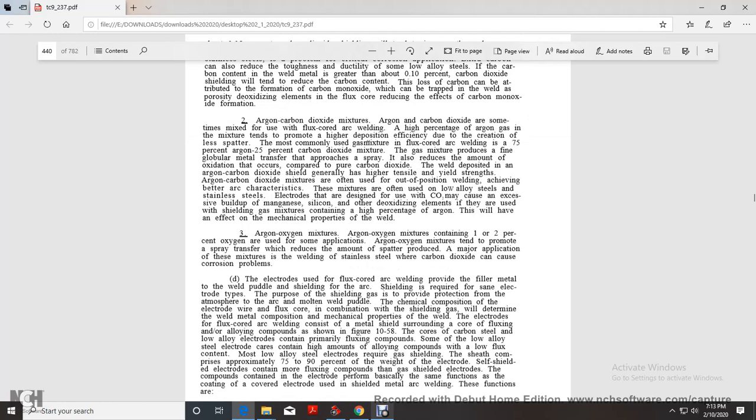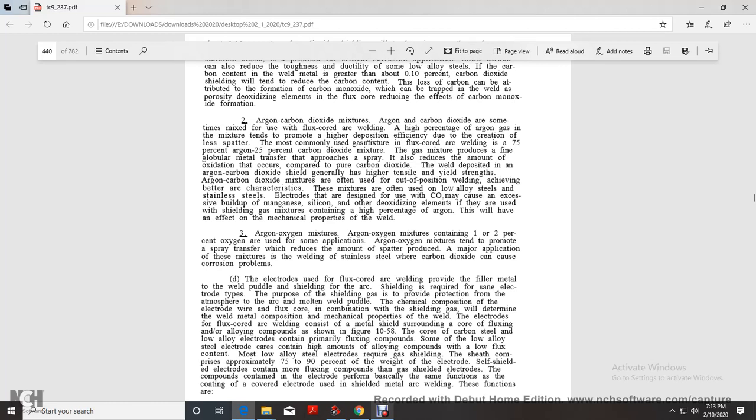Argon carbon dioxide mixtures are sometimes used in flux core arc welding. A high percentage of argon in the mixture tends to promote higher deposition efficiency due to the creation of less spatter. The most commonly used gas mixture in flux core arc welding is about 75% argon and 25% carbon dioxide. This gas mixture produces a finer globular metal transfer that approaches spray transfer, and it reduces the amount of oxidation that occurs compared with pure carbon dioxide.